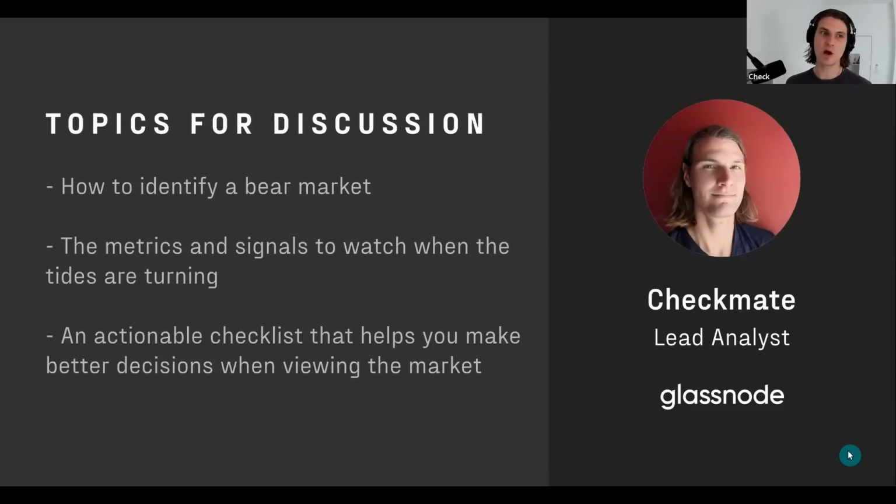So the topics we're going to go over are how we identify a bear market. What are some of the characteristics? Initially, what does the shock wave look like that puts us into a state of bear market territory? And what's probably more relevant right now is: what are the metrics and signals that we're paying attention to for the turning of the tides? When do you start seeing things that actually start reversing back to the other side?